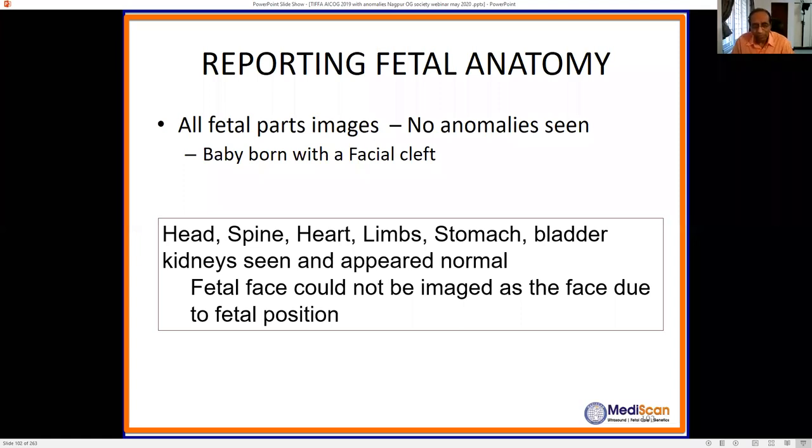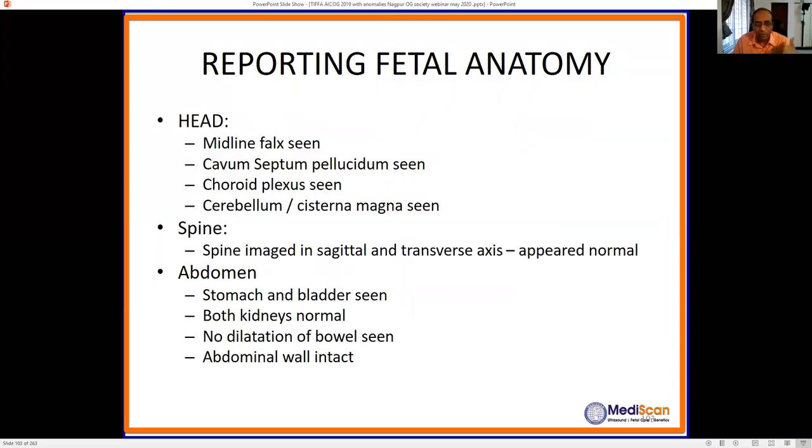And so when we put this, the baby born with a cleft lip, we tried to look for the face, we could not do it. This has happened. So we can report anatomy in various ways. You could go in a detailed manner, or you could go in a short manner. But remember, every sentence you put, you are owning up. When you say the word normal, it means you have seen it completely and you have given a judgment call that the baby is normal.